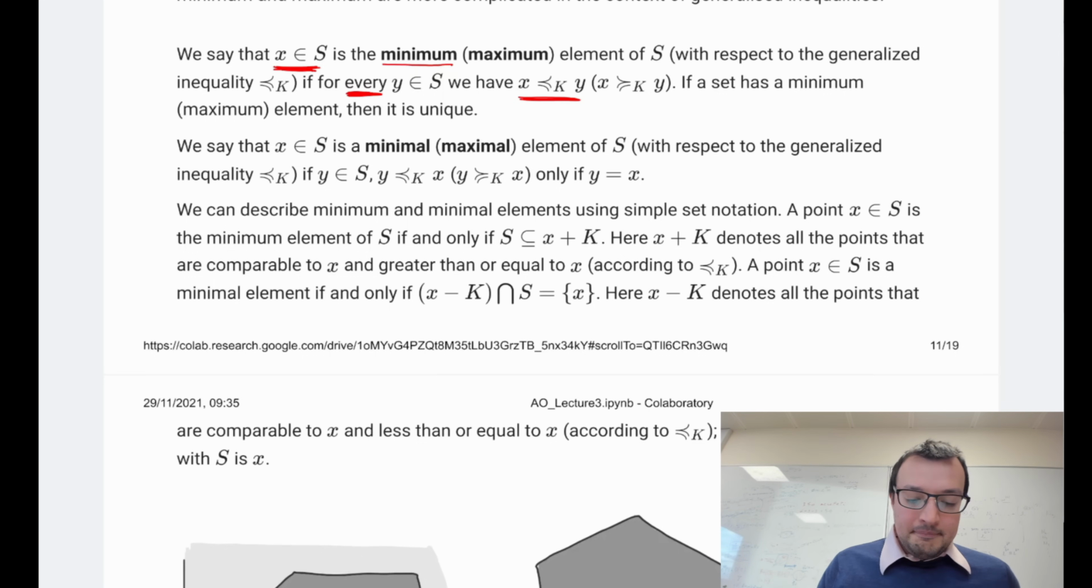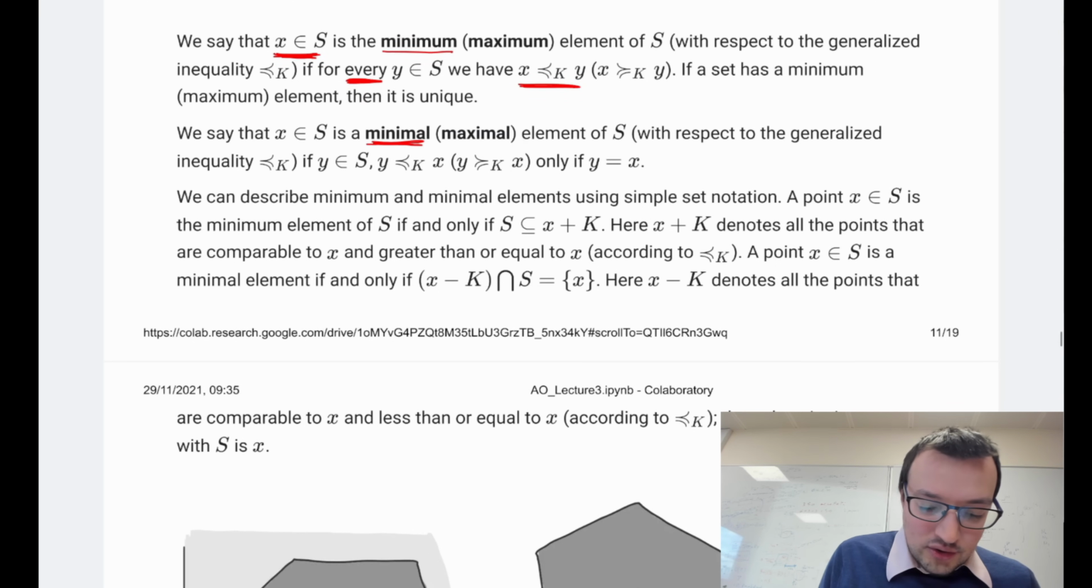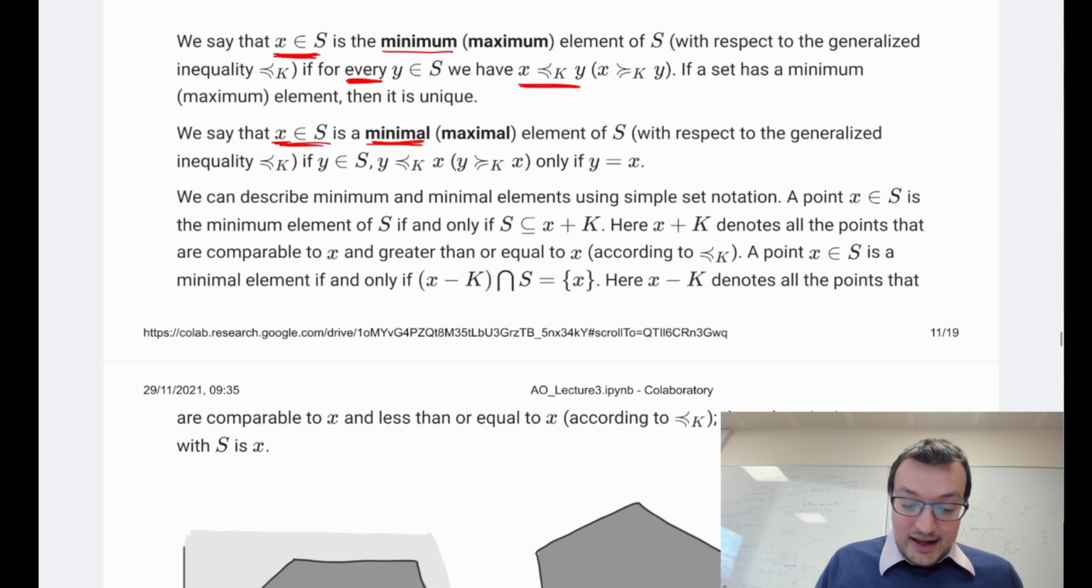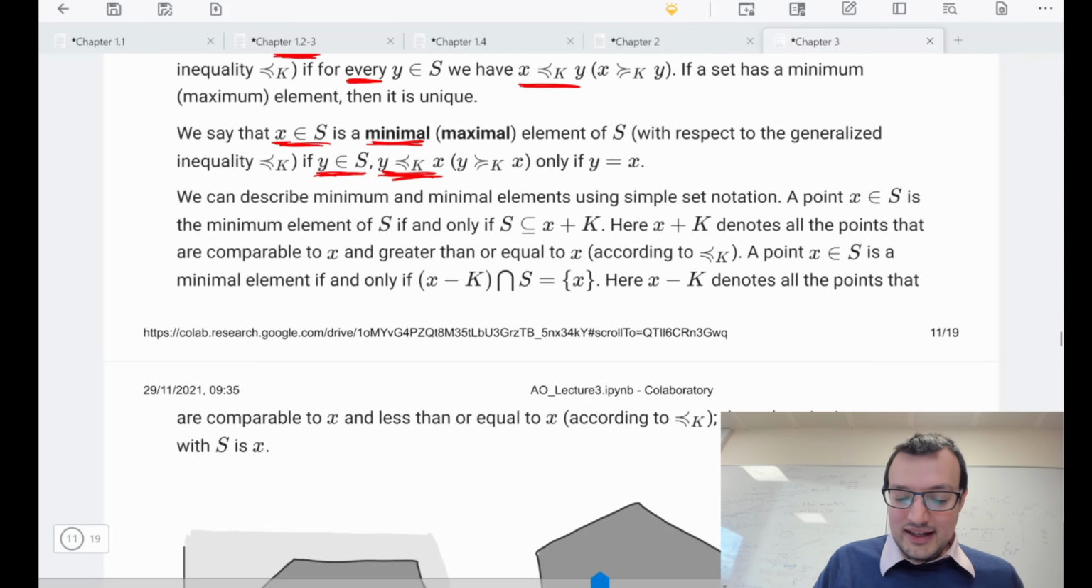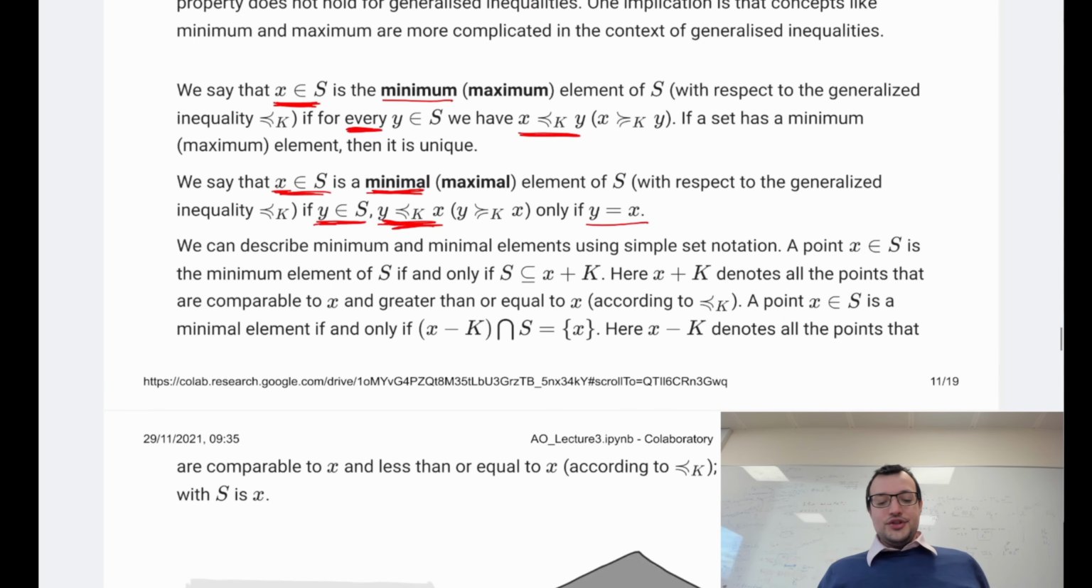And this is different from a minimal element. Let's consider x belonging to the set S. x is a minimal element if, taken a y such that y is less or equal than x, this implies that y is equal to x. So for the standard inequality, if you try these two definitions, they're going to give you the same element.